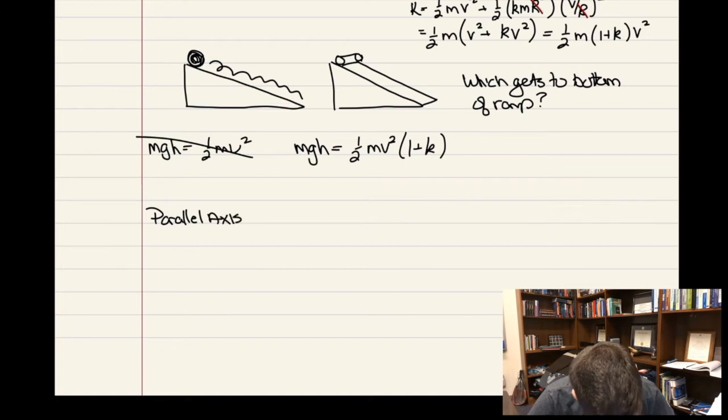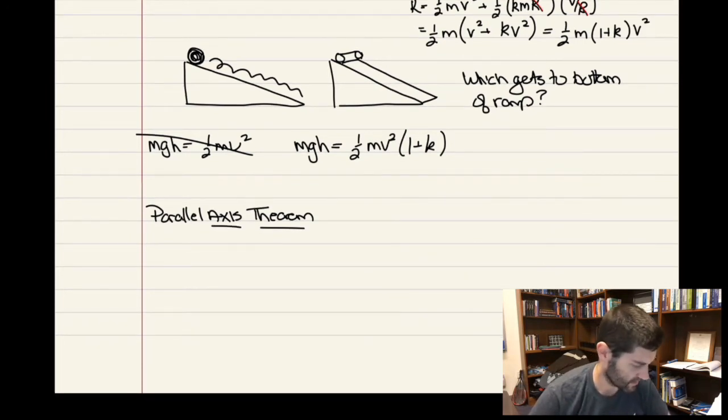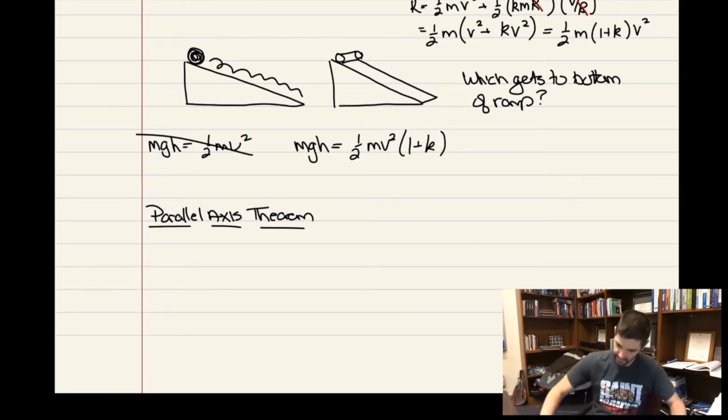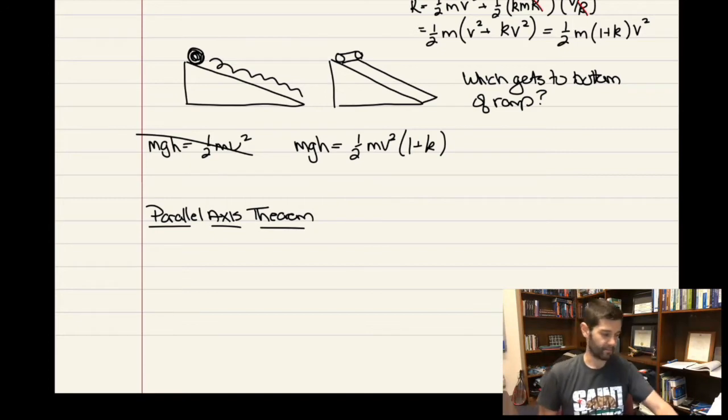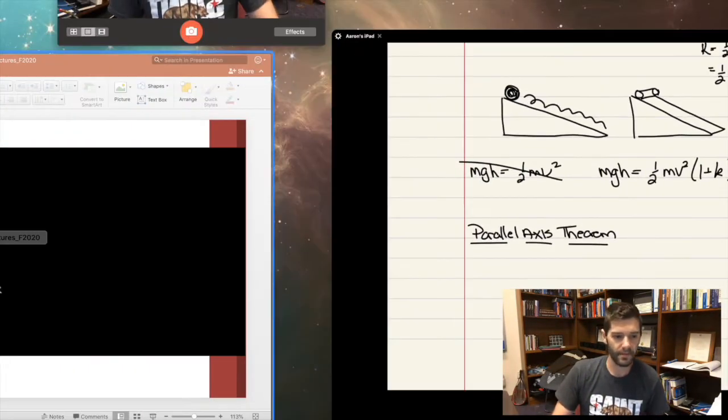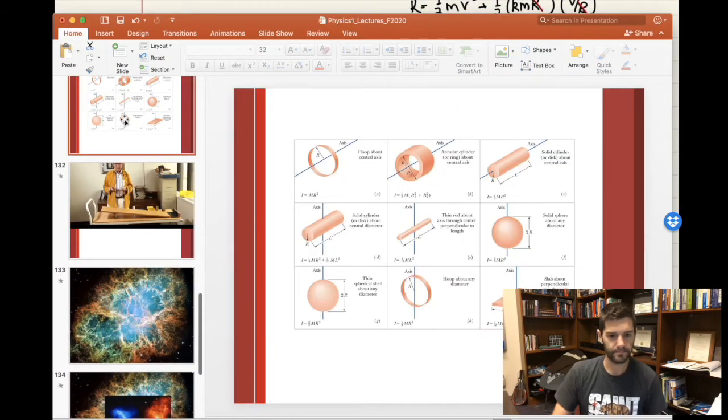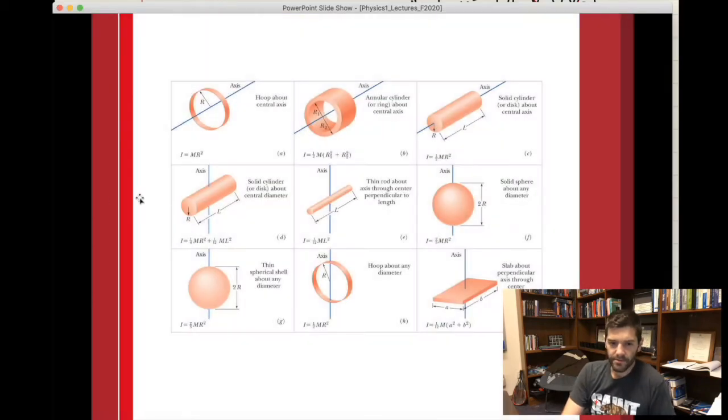Let me quickly do an example of the parallel axis theorem. Your book proves it, so I'll let you just read the book in terms of the proof, if you're curious about the proof. Let's go back to this slide. These rotational inertias are all derived with a particular rotation axis in mind. We've talked about this, how rotational inertia depends on the rotation axis.